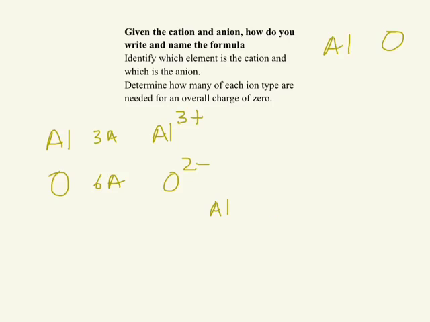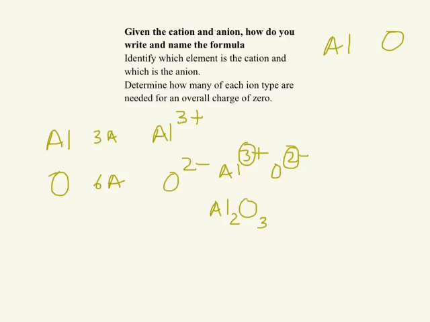And let me write down this little closer. And remember, I said you swap the numbers. So here, number on aluminum is 3. Make that as a subscript of oxygen. Number on oxygen is 2. Make that as a subscript of aluminum. So Al2O3.